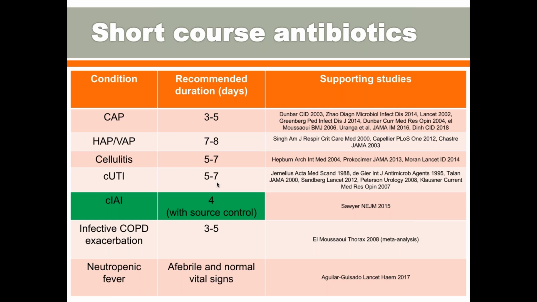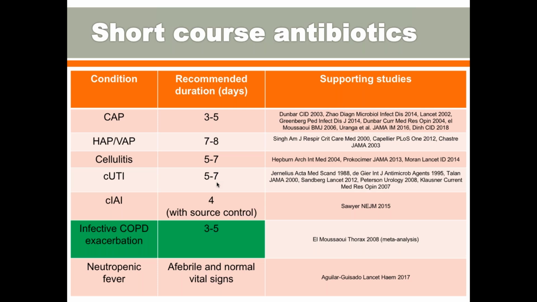For complicated intra-abdominal infections, as little as 4 days, although this is with adequate source control, and that is a little bit nebulous sometimes, so this can be a pretty challenging one in my experience. Infective COPD exacerbations, and this is not just the person who needs steroids, but someone who truly has an infection that isn't a viral infection. 3 to 5 days is sufficient. And there's only one study cited on the right here, but it's a really well done meta-analysis from 2008 that had tons of studies in it.